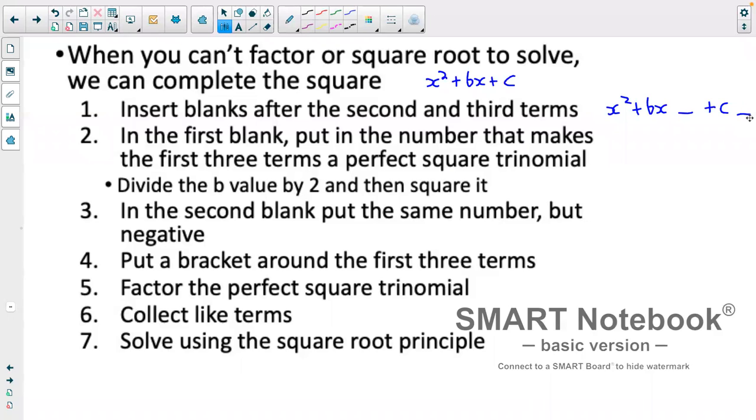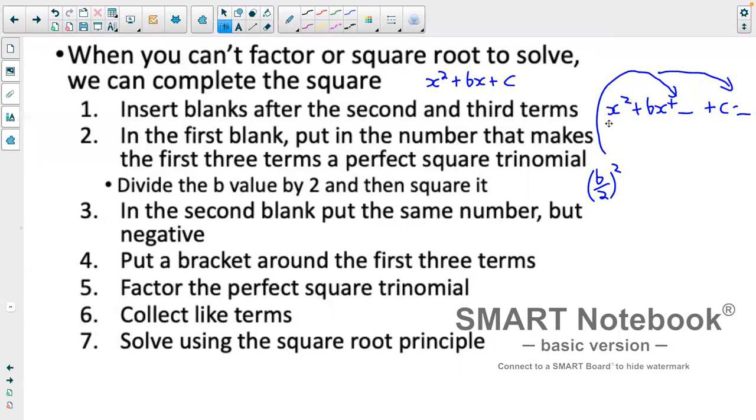In that first blank, we put in a number that makes the first three terms a perfect square trinomial, which we find by dividing the b value by 2 and squaring it. So essentially b divided by 2, squared, and that will go in this one. That will be a positive value. And then the next one will be a negative value because we're not changing the equation if we add a positive value and a negative value that are the same.